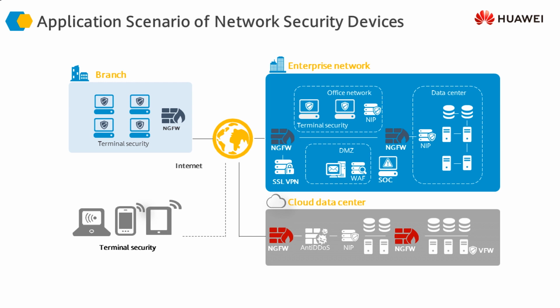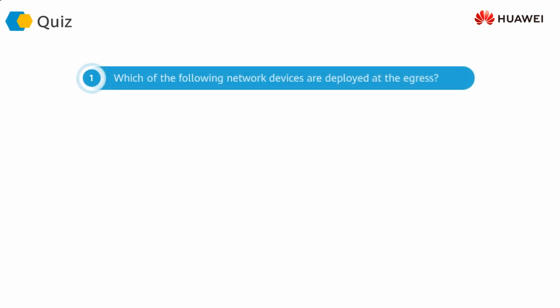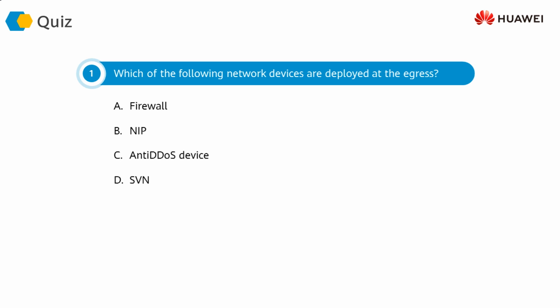Let's take a look at a very small quiz. I hope you should all be able to answer this question. Which of the following network devices can be deployed at the egress? By egress we mean the point from where traffic is exiting our network, going out of our network, or the gateway of our network. Just type in your answers.